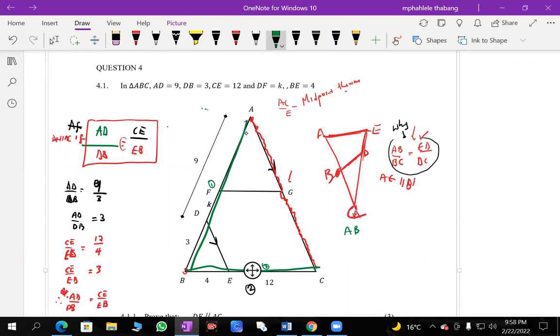That one hurts me now. I'm sorry to say that. It's going to apply this theorem.